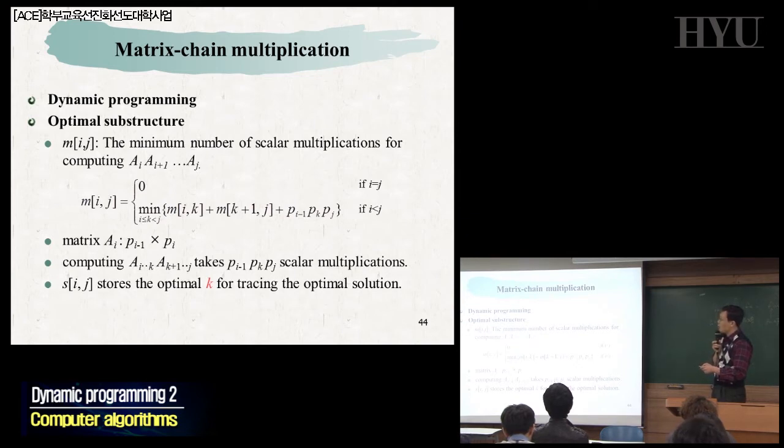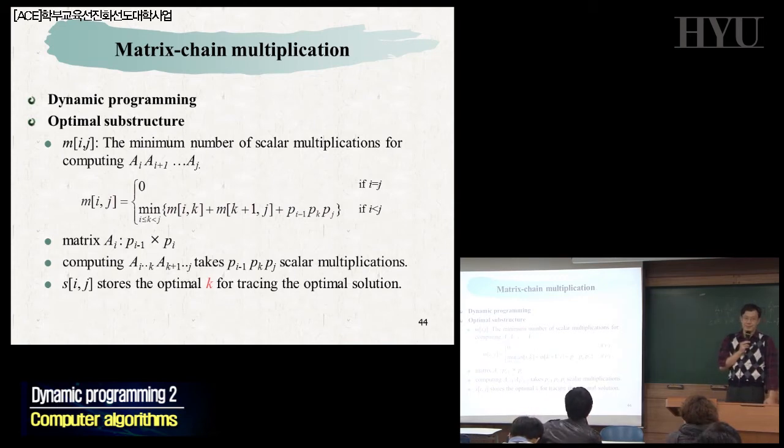Let Mij be the minimum number of scalar multiplications for computing Ai through Aj. So this entry stores the minimum number of scalar multiplications to compute this. Then it is computed by this equation. Okay, look at this page and try to understand the meaning.